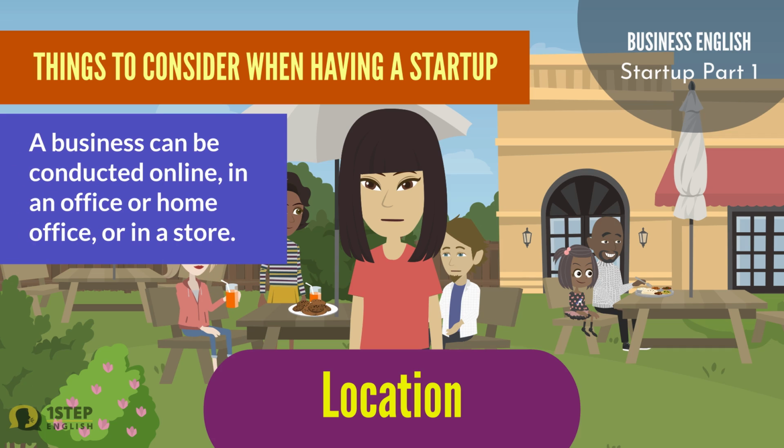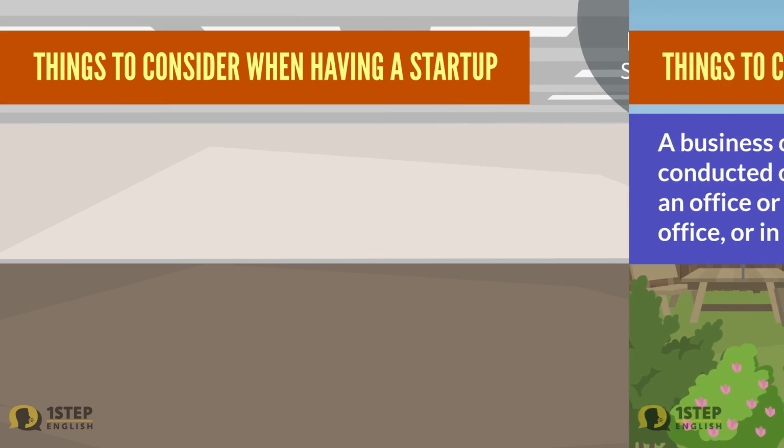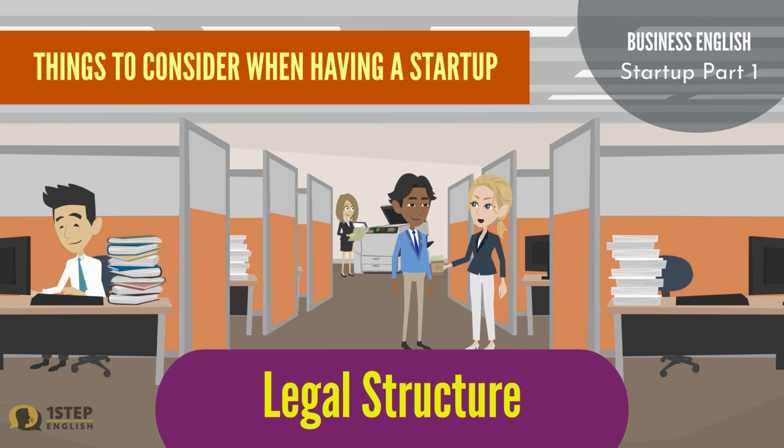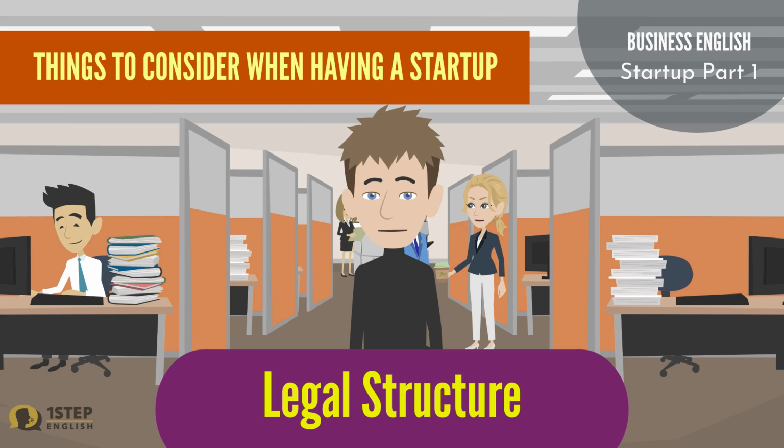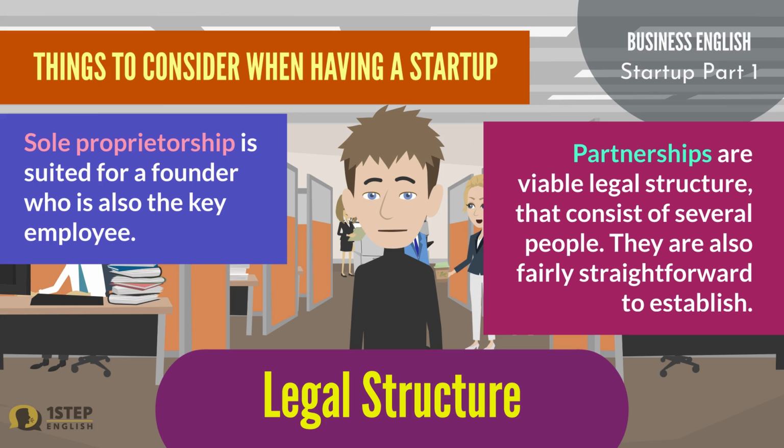Location. Startups must decide whether their business is conducted online, in an office or home office, or in a store. The location depends on the product or service being offered. Legal structure. Startups need to consider what legal structure best fits their entity. A sole proprietorship is suited for a founder, who is also the key employee of a business. Partnerships are a viable legal structure for businesses that consist of several people who have joint ownership, and they're also fairly straightforward to establish.